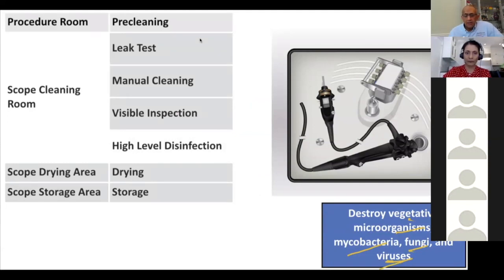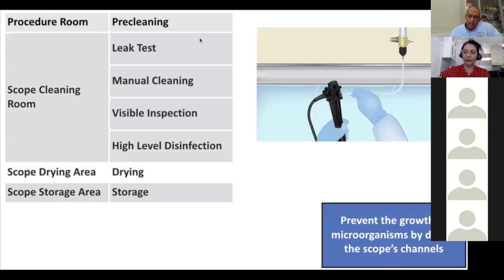So, as you can see, this is a very labor-intensive process. Once the scope comes out of the high-level disinfection, you take it and do drying, and the drying should be done for 10 minutes. It's not putting a little bit of air through each channel and saying, okay, I've done the drying. That's not going to work, because if you do not dry for 10 minutes, there is going to be water in the channel, and that water can attract Pseudomonas. So it's very important that the channel is dried for at least 10 minutes.